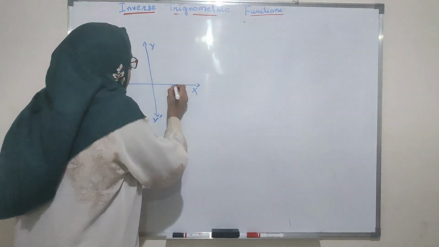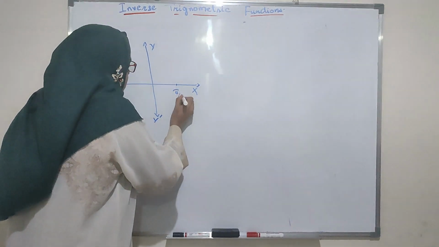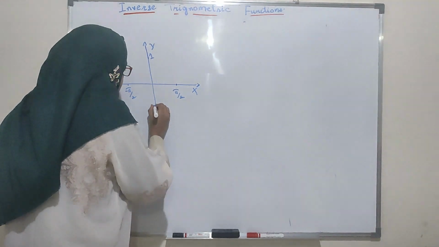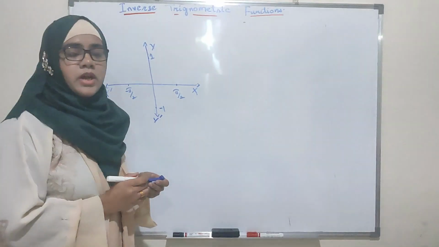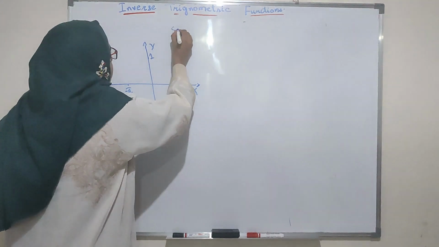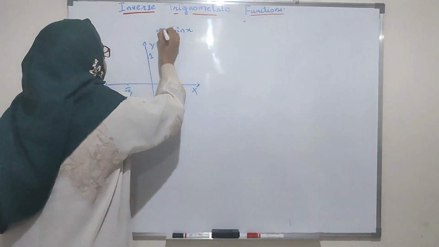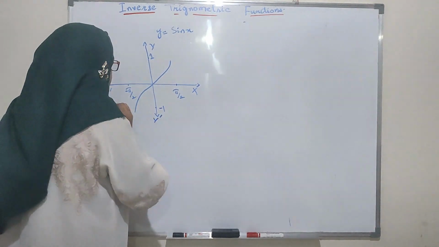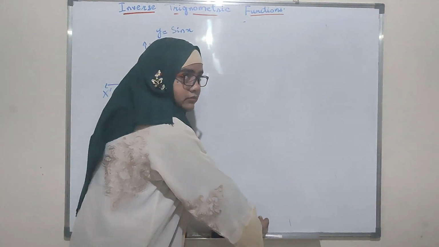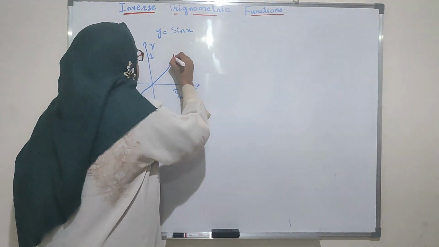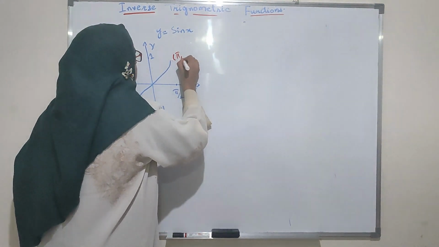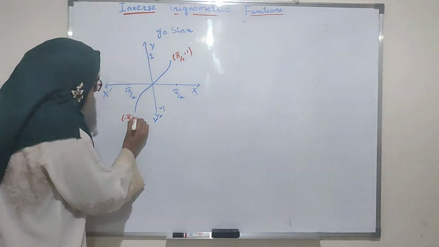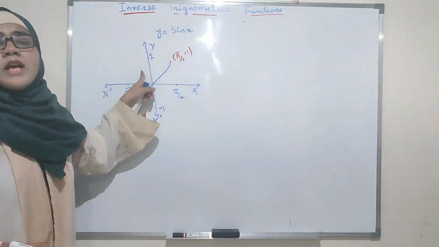Okay, so consider the points pi by 2, minus pi by 2, here 1 and here minus 1. Now the graph for sine of x is like this. So the point here is pi by 2 comma 1, and here minus pi by 2 comma minus 1. This is the graph for sine of x.